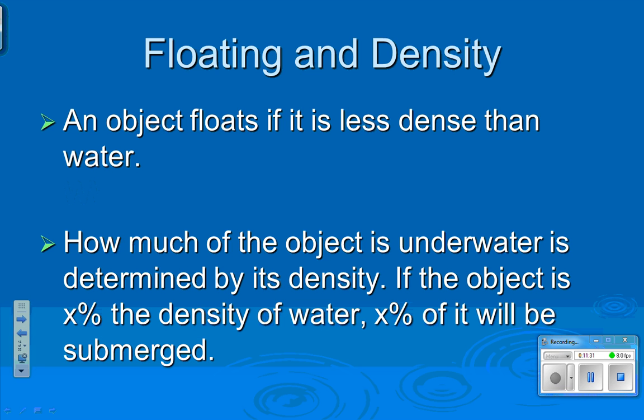So just to sum up those two points: it floats only if the density is less, and however much is under the water is used to determine its density. You have to remember these two things. The problems will force you to use those. Any questions about floating and density?